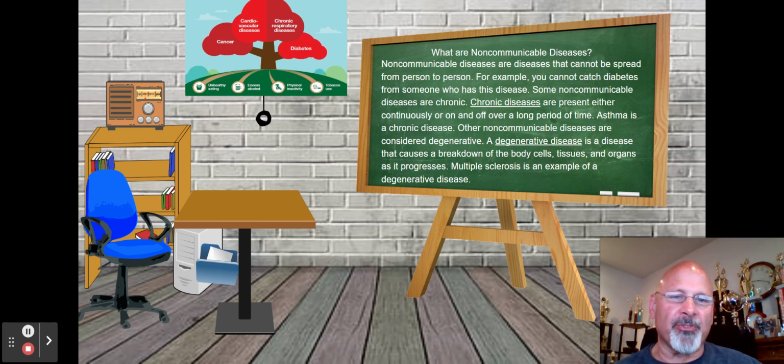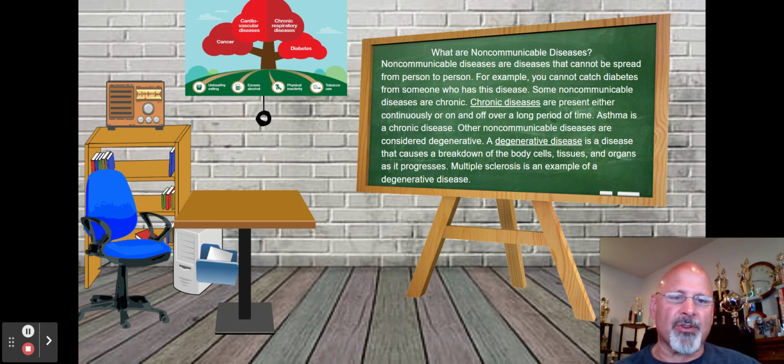A non-communicable disease is a disease that cannot be spread from person to person. For example, you cannot catch diabetes from someone who has this disease. Some non-communicable diseases are chronic. Chronic diseases are present either continuously, on and off, or over a long period of time. Asthma is a chronic disease.